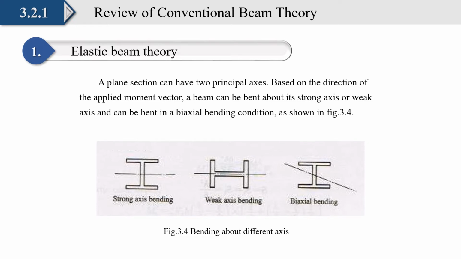A plane section can have two principal axes based on the direction of the applied moment vector. A beam can be bent about its strong axis or weak axis and can be bent in a biaxial bending condition, as shown in Figure 3.4.